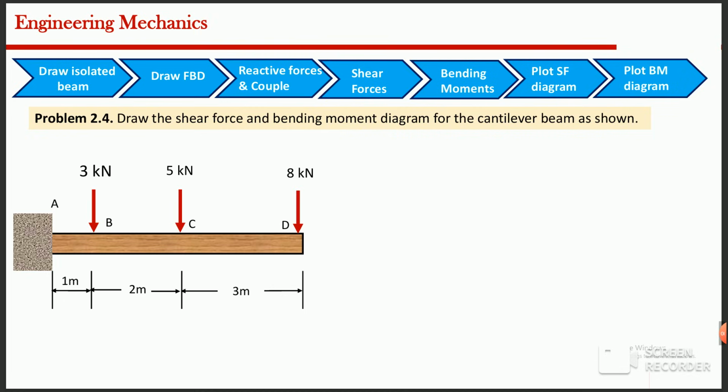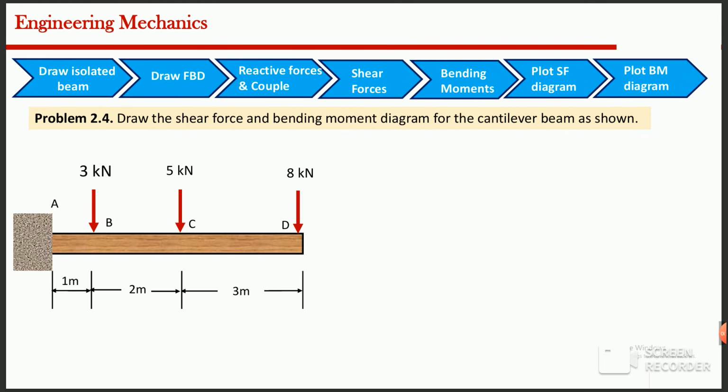Now let us solve an example. Draw the shear force and bending moment diagram for the cantilever beam shown in the figure. We are given a cantilever beam fixed at point A. Three downward point loads are acting on the beam. A load of 3 kilonewtons acts at point B. A load of 5 kilonewtons acts at point C. Finally, an 8 kilonewton load acts at the free end D.